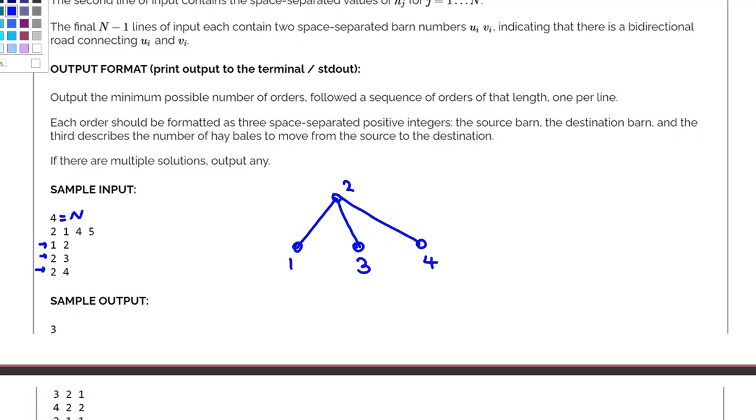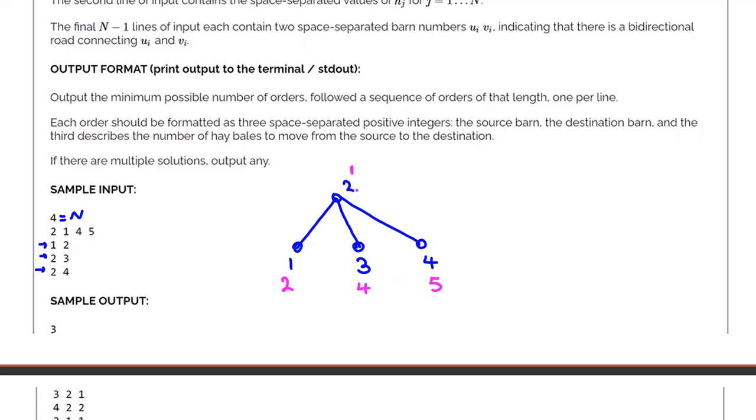Now it says what? Let's consider the second. We have 4 barns, and these 4 numbers show how many hay bales each of them has. So for example, the first one has 1 hay bale, the second one has 2 hay bales, the third one has 4 hay bales, and the fourth one has 5 hay bales. And we want to move, for example, from some of them to the others.